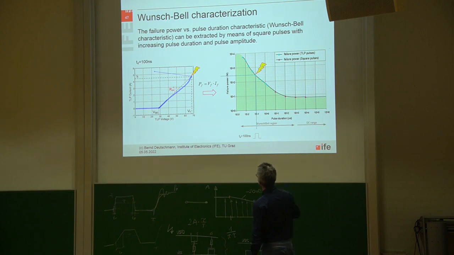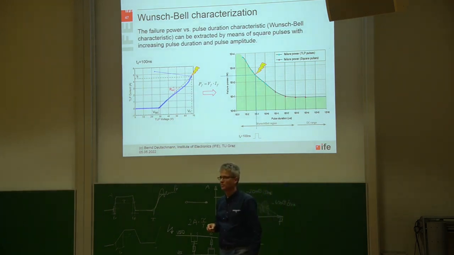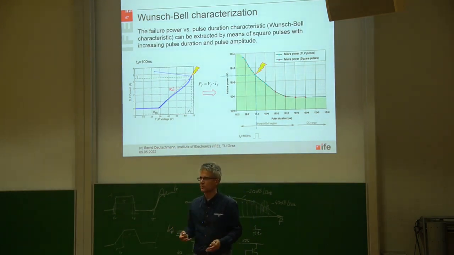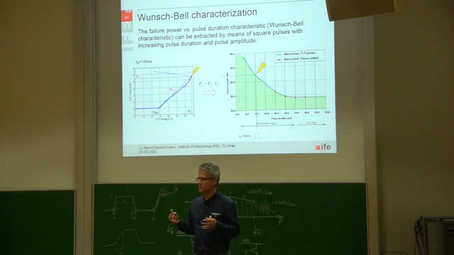and also for shorter pulses, you get this so-called Wunsch-Bell characteristic, which gives you some information about how robust your IC, in this case your input structure, your diode, is when it comes to any kind of transient disturbances.